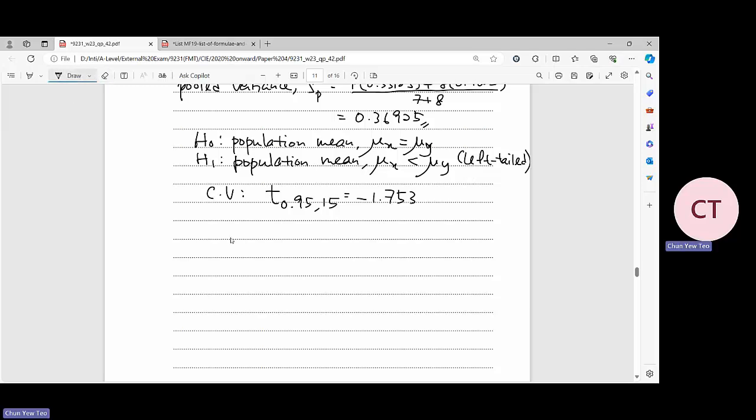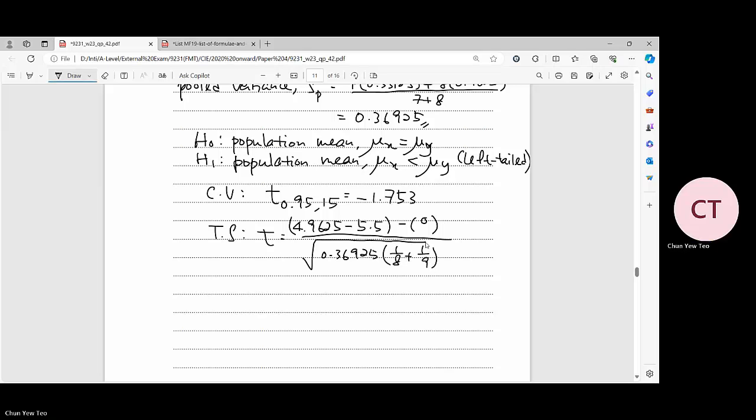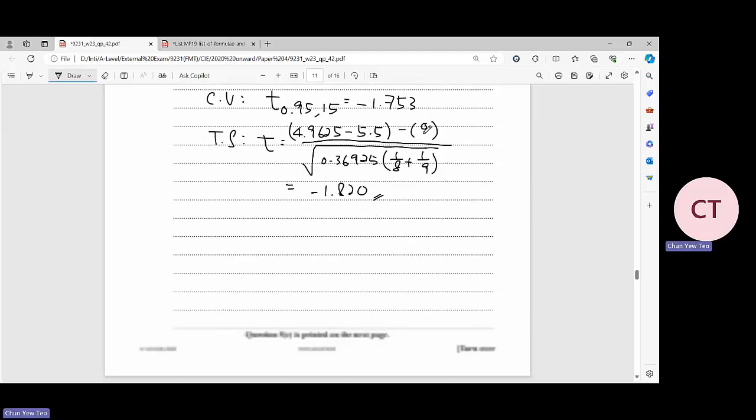Now, we want to find the test statistic. T is equal to bar x minus bar y, where bar y is 5.5, minus the mean x minus the mean y. Since they are equal under the null, the mean x minus the mean y will be 0. This is divided by the square root of your pooled variance, which just now is 0.36925, multiplied by 1 over 8 plus 1 over 9. Press the calculator, you get negative 1.820. That is your test statistic.